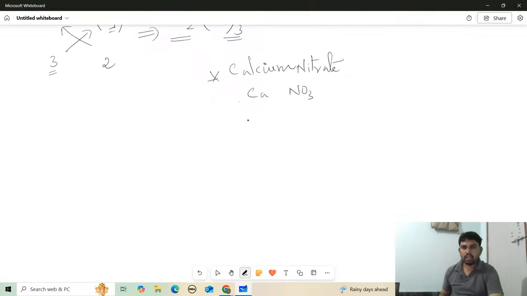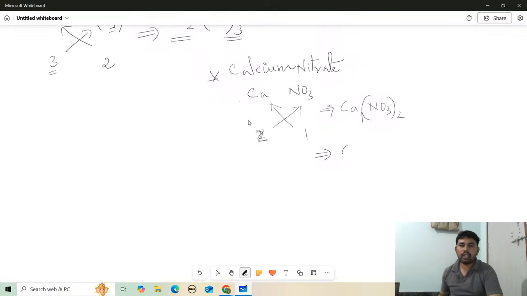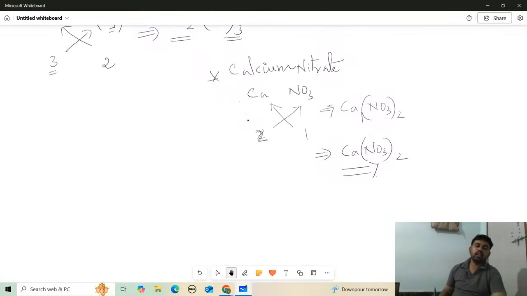So here the valence of calcium is 2, and the valence of nitrate is 1, charge is -1. Just remember, charge is different and valence is different. Valence is just a number, and charge represents electrons or protons. So calcium will be 1 time, because the valence of nitrate is 1, and for NO3 with 2, take brackets immediately. We get the formula Ca(NO3)2. This is the way we write the formula of different chemicals.